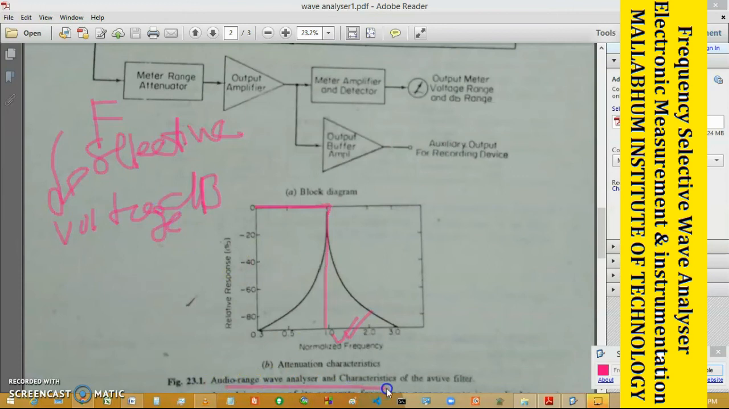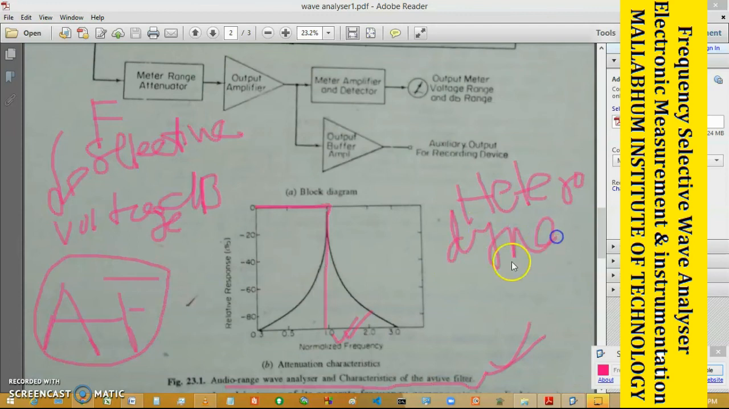Audio range wave analyzer and the characteristics of the active filter: that is all about the frequency selective wave analyzer used in the audio frequency range. In the next class, as it takes a lot of time today, we will discuss the heterodyne type wave analyzer. Okay.